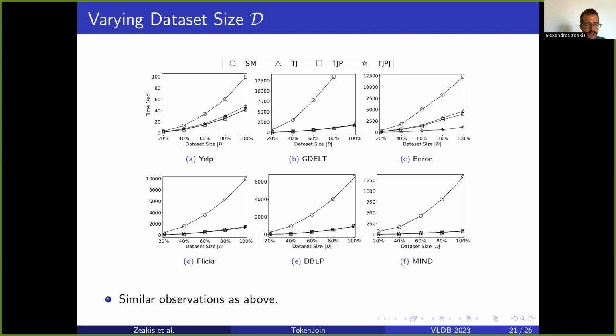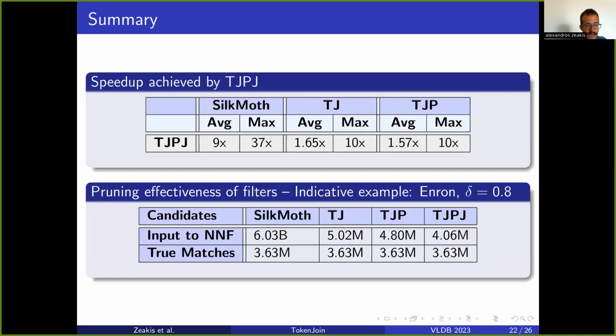In the second set of experiments, we vary the data size D from 20% to 100%, and the threshold here is 0.8. The observations are similar with the previous experiments, where token join is clearly better than SilkMoth, and the major differences between TJPJ and TJ or TJP lie in N1. As a summary, TJPJ is 9 times faster than SilkMoth on average and up to 37 times faster. Regarding TJ and TJP, TJPJ is 1.65 and 1.57 times faster on average and up to 10 times faster.